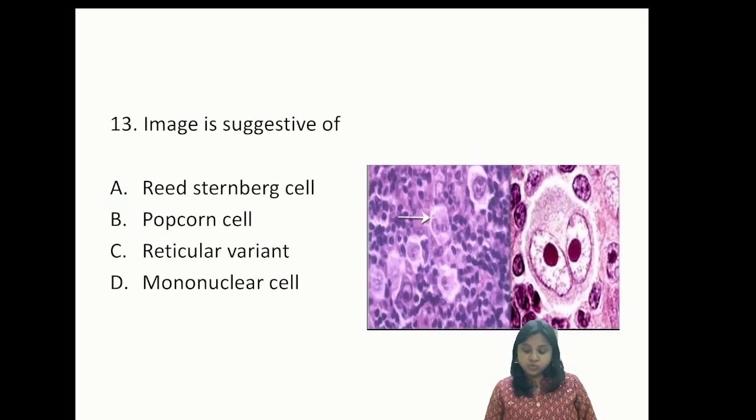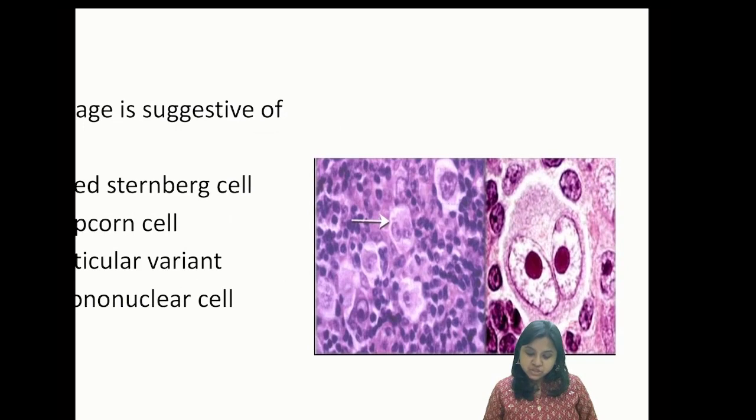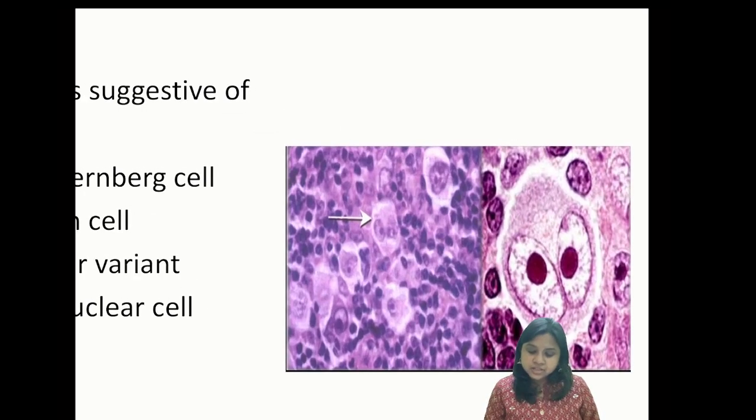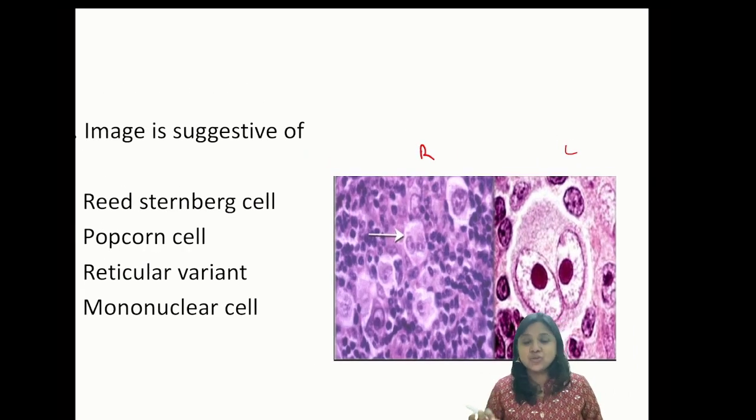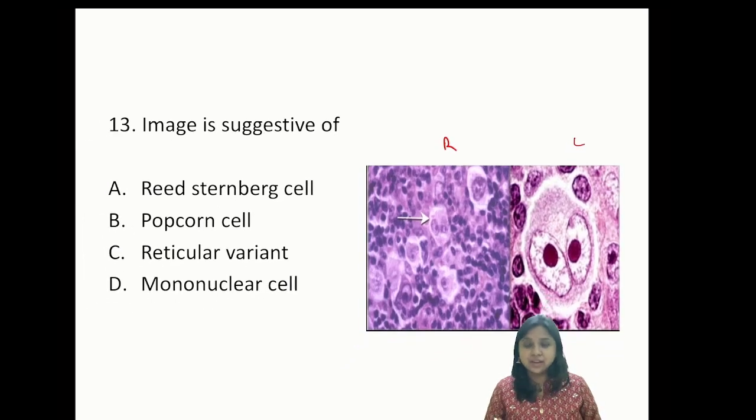Image is suggestive of. See, this is a histology picture. This is the right side and this is the left side. In the left side of the picture, you get a zoomed view. This is nothing but the owl-eye appearance. There was a confusion in the recall whether I am dealing with the inclusion bodies of cytomegalovirus, which also gives an owl-eye appearance. But perhaps this was given in a malignancy question of Hodgkin's lymphoma. So the owl-eye appearance we get in Hodgkin's lymphoma, and this cell is known as the RS cell or the Reed-Sternberg cell. Okay.